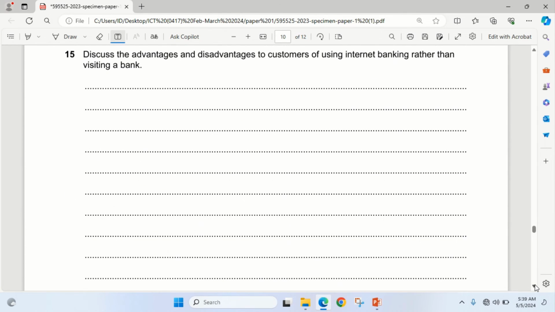Then the next question is question 15. The key word here is discuss. You can see that discuss the advantages and disadvantages, in this case, to customers of using internet banking rather than visiting a bank. Discuss, that's a command word. The advantages and disadvantages to customers, not to the banks, but to customers using internet banking rather than visiting a bank physically. So you can start with the advantages. You can say it reduces the number of journeys to and from the bank for the customer.